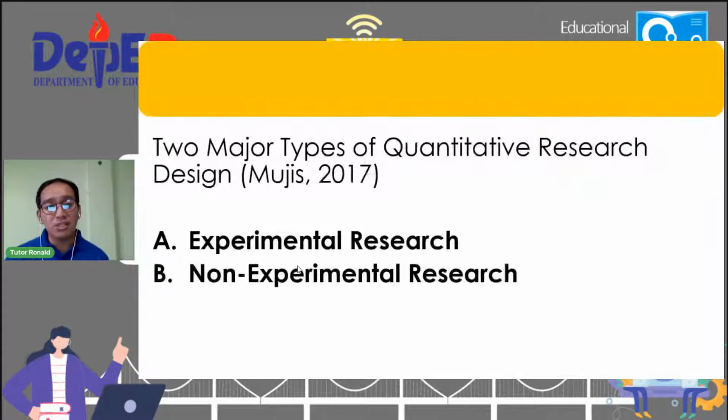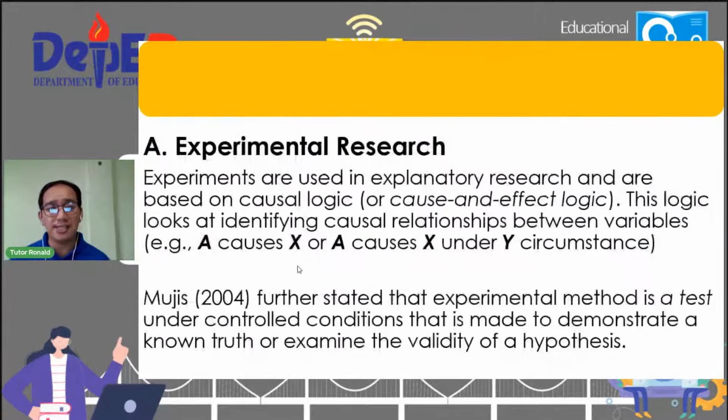Kinds of quantitative research. So according to Mugis in 2017, there are two major types of quantitative research design, no? Experimental and non-experimental research design. Okay, what is an experimental research design? So experimental, from the word experiments. So experiments are used in explanatory research and are based on causal logic or cause and effect logic. This logic looks at identifying causal relationships between variables.